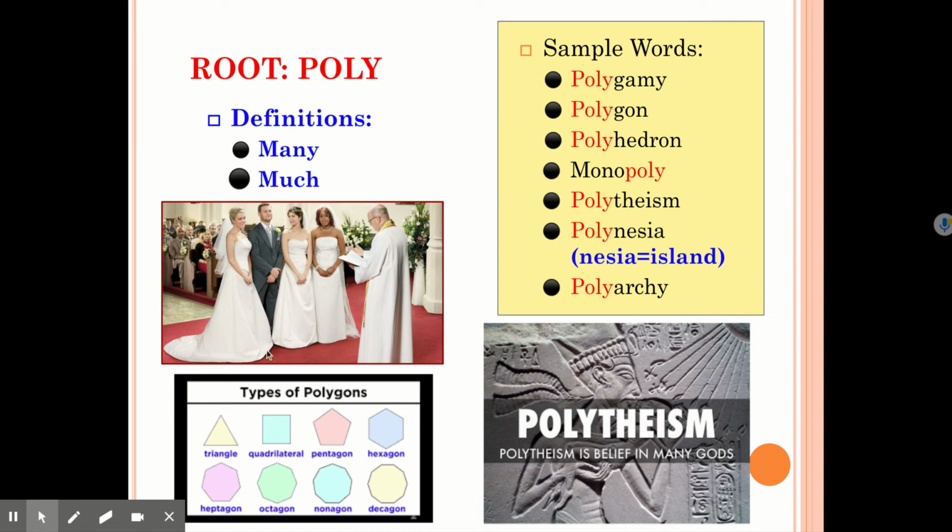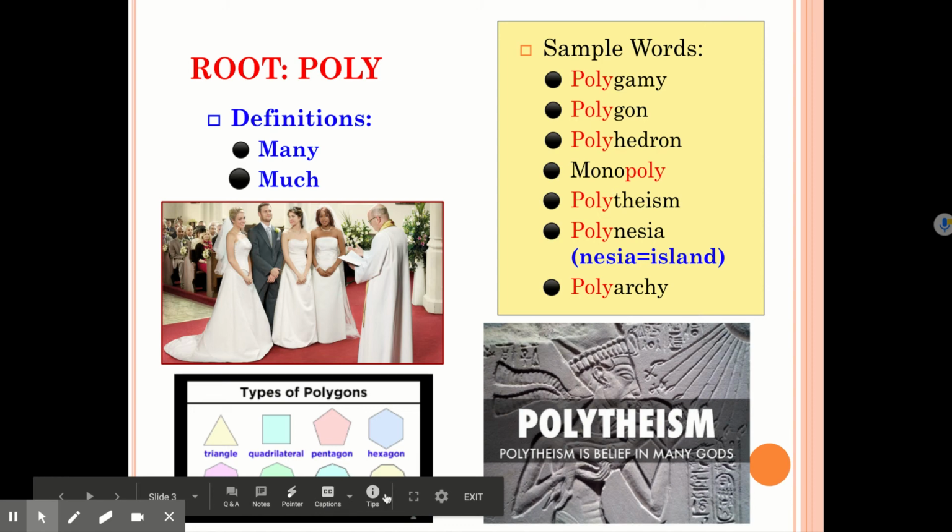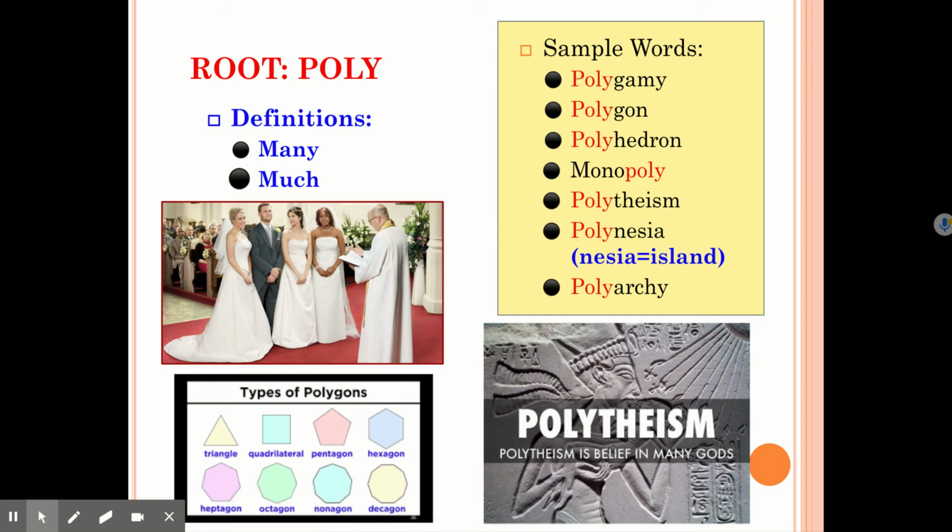Okay, then we have polygon. Here is a picture of some different types of polygons. Okay, a polygon is a figure with many angles or a flat shape with 3 or more sides. And you notice here at the picture at the bottom, the polygons are named by the number of sides. So for example, tri means 3, triangle. Quad means 4, so it would be a 4-sided square. Penta means 5, so it has 5 sides. Hexa means 6, hexagon has 6 sides.